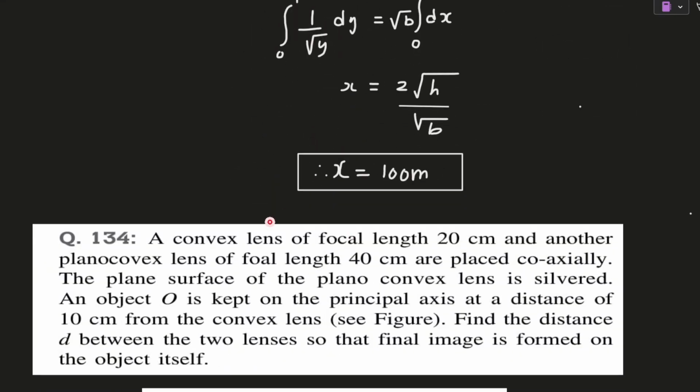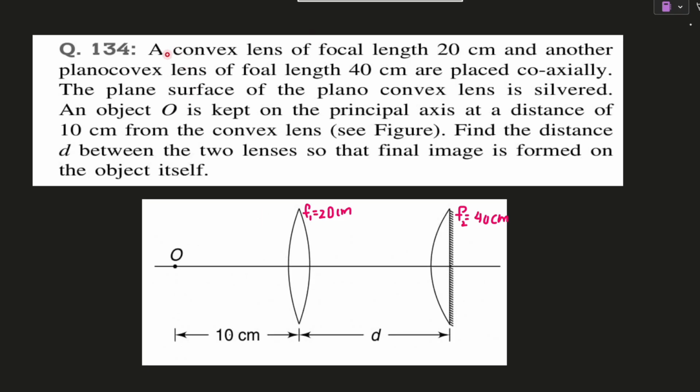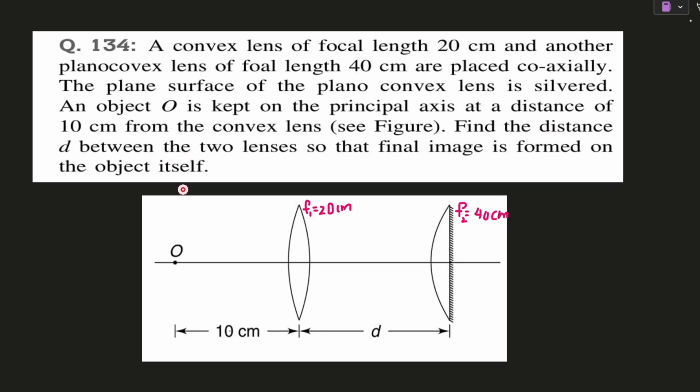So yeah, coming to the third problem, we have a convex lens of focal length 20 centimeters and another plano convex lens of focal length 40 centimeters placed coaxially. The plane surface of the plano convex lens is silvered and an object O is kept on the principal axis at a distance 10 centimeters from the convex lens. Find the distance d between the two lenses so that the final image is formed on the object itself.